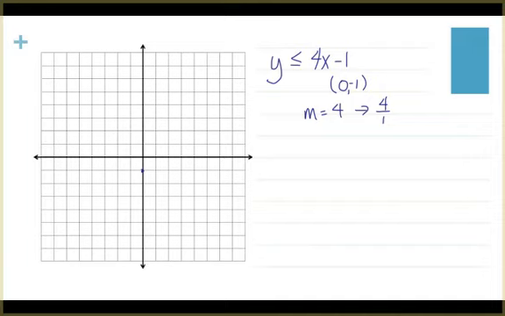So up 4, down 4. Very steep line. Up 4, 1, 2, 3, 4 over 1. So a very steep line.